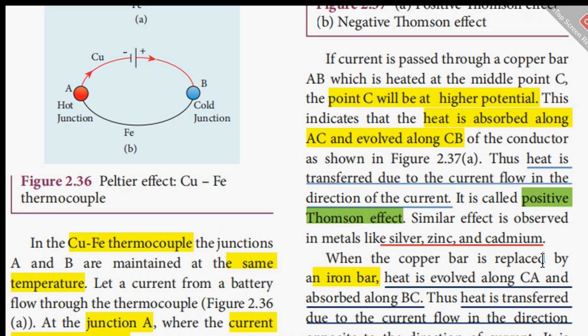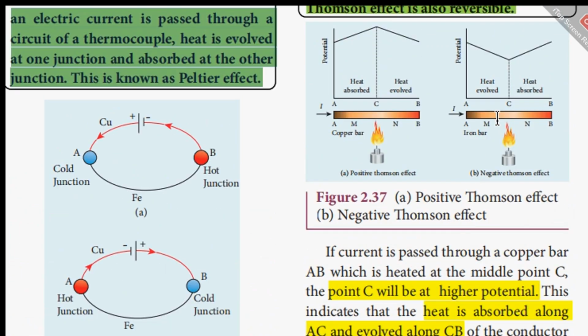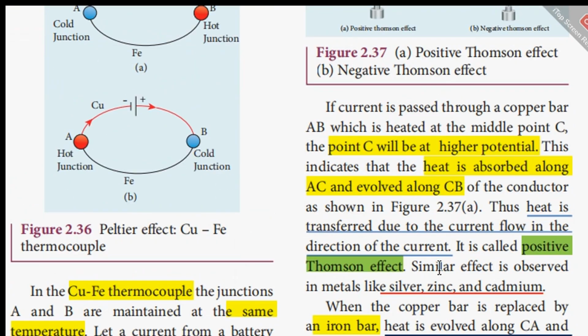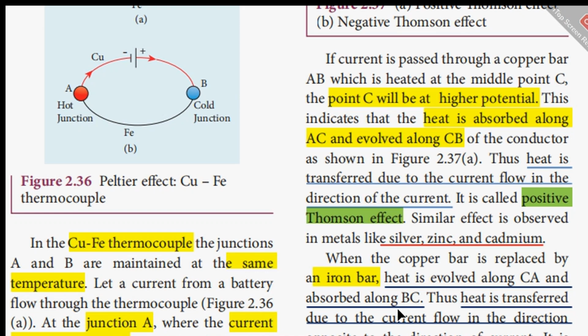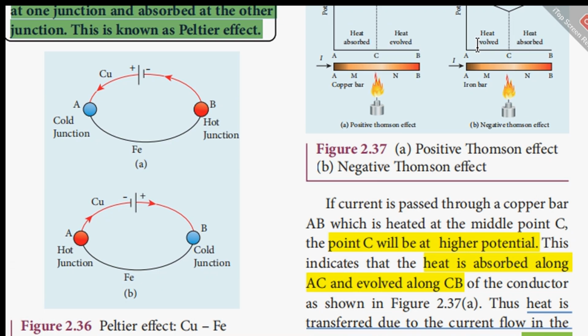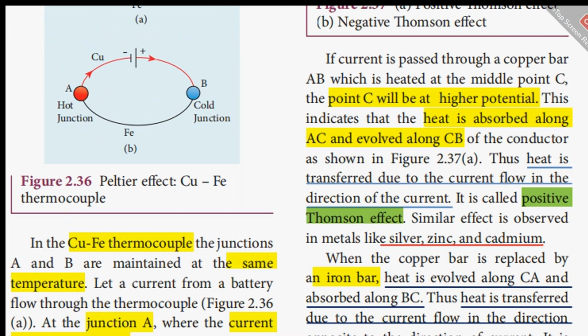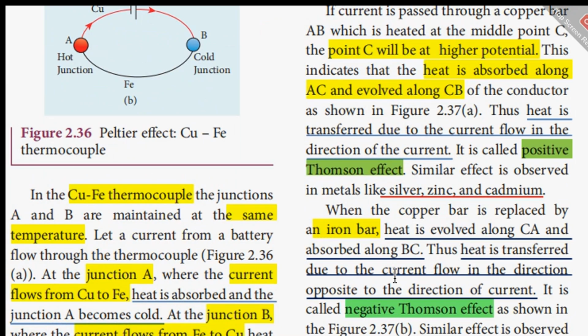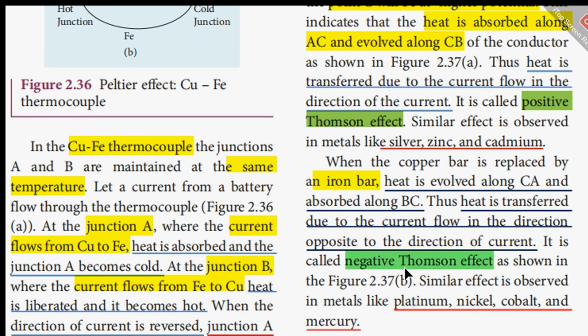So the copper bar is replaced by an iron bar, as in this diagram. Heat is evolved along CA and absorbed along BC. So here in this region heat is evolved, and here in this region heat is absorbed. Thus heat is transferred due to the current flow in the direction opposite to the direction of current, and that is called the negative Thomson effect. This negative Thomson effect is observed in metals like platinum, nickel, cobalt, and mercury.